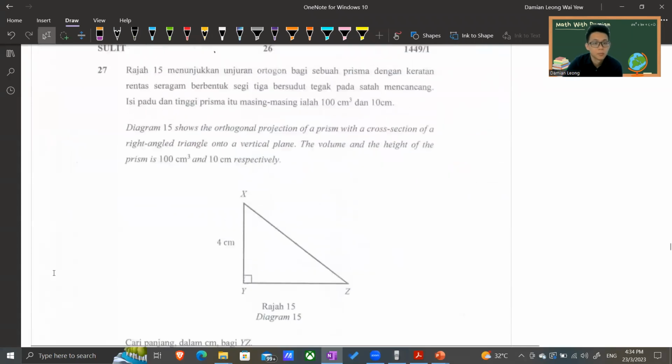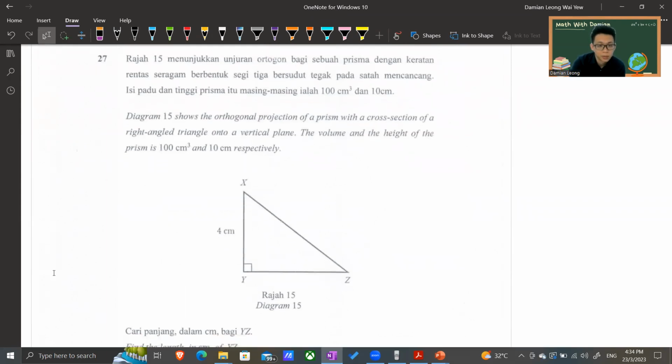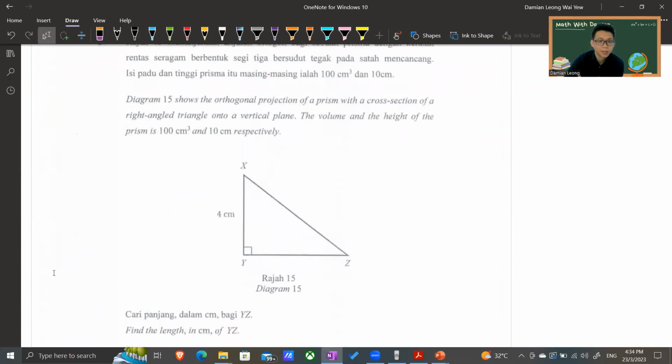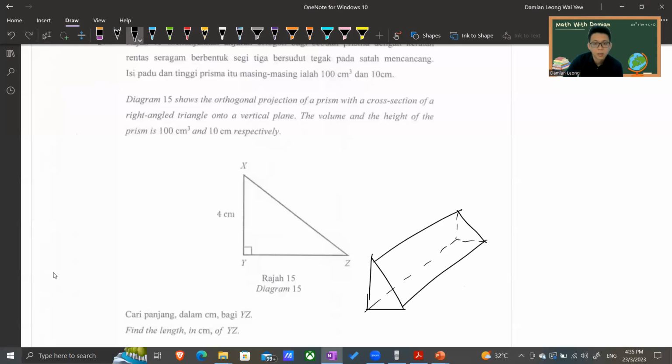Question 27. Diagram 15 shows an orthogonal projection of a prism with a cross-section of a right-angled triangle onto a vertical plane. The volume and height of the prism are 100 cm cubed and 10 cm respectively. So height of the prism means, let's sketch it out. Like that. This is 10 cm. And this is 4 cm.